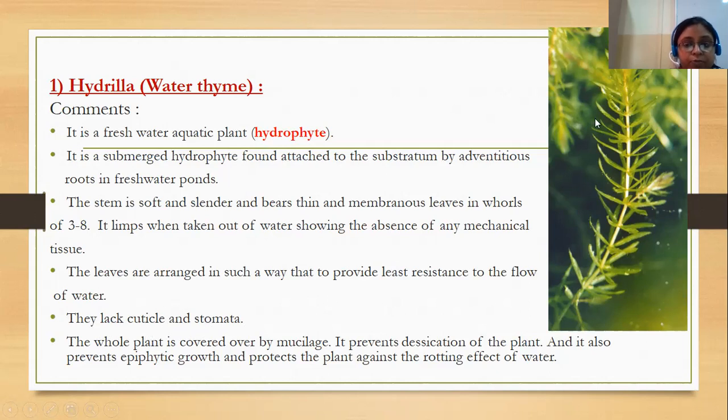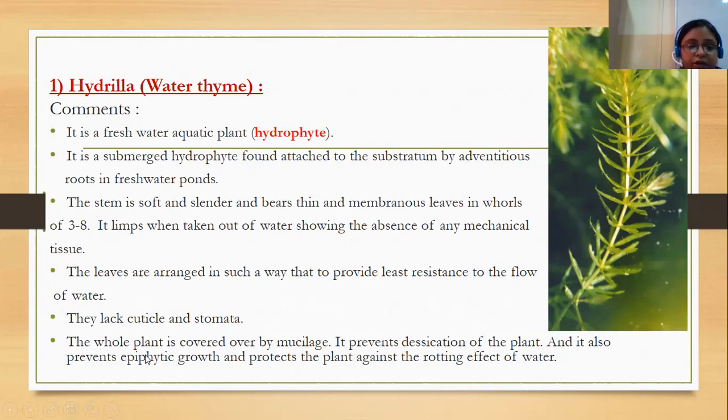Fine. Since this plant is totally under the water, there is no threat for the loss of the water. The plant is totally inside the water, so there is no threat of water stress. So in that case, the leaves of that plant as well as the stem totally lack the cuticle. There is no cuticle in them. Cuticle is entirely absent, and the stomata are also absent. Fine.